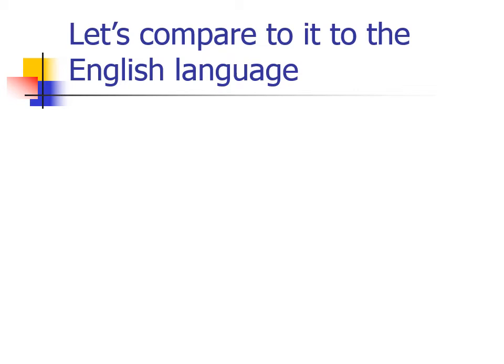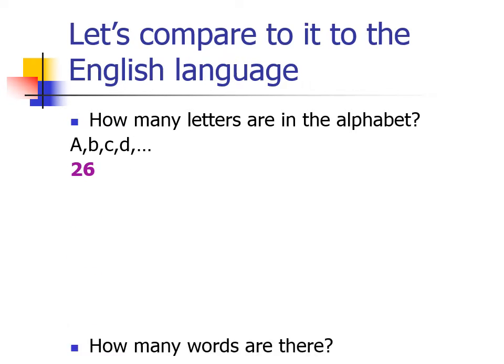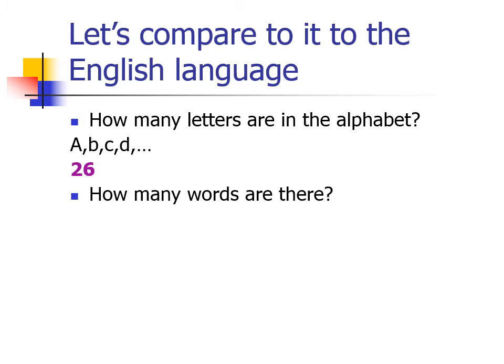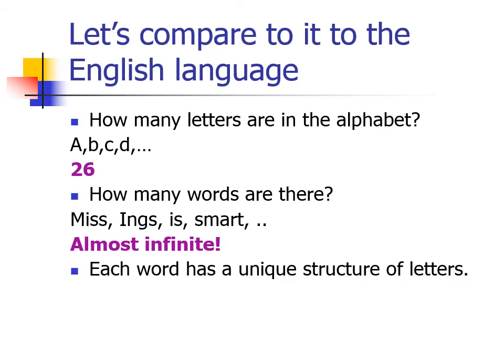So let's compare it to something that we do understand, hopefully, the English language. So how many letters are in the alphabet? A, B, C, D. We all should know there's 26 letters in the English alphabet. But how many words are there in English? Miss, sing, is, smart. There's also almost an infinite amount of words.